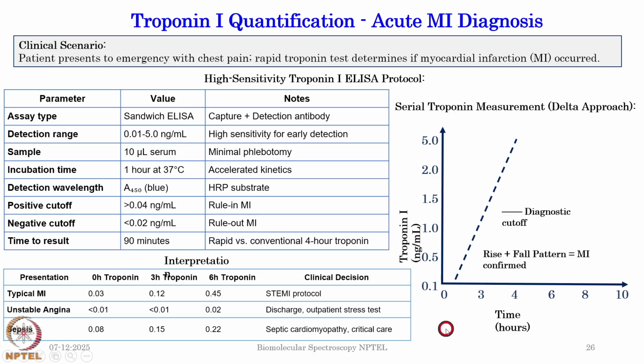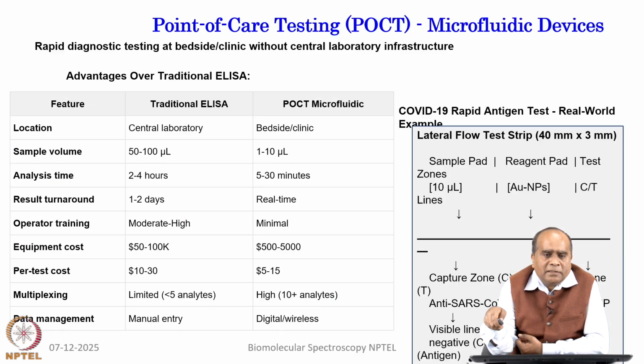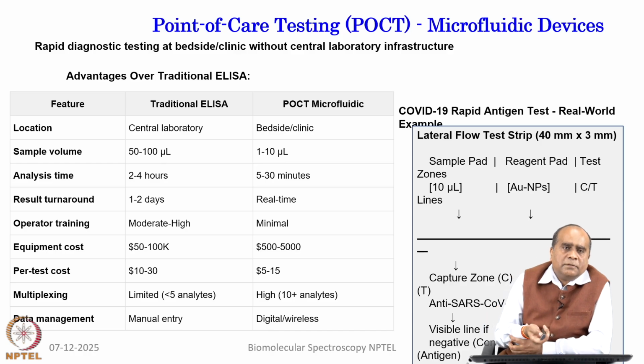So, here you can see the diagnostic cutoff is up to this. At low concentration, there is no myocardial infarction; at high concentration, it has happened. If you look at the 6 hour mark, in this case discharge and do an outpatient stress test; if this is happening, it is septic myocardiopathy, so in a sepsis case you have to send them to critical care, or it could be a stable angina case. So, just by measuring the concentration of troponin protein, one can find it out and quickly provide an observation of what is happening to the person.